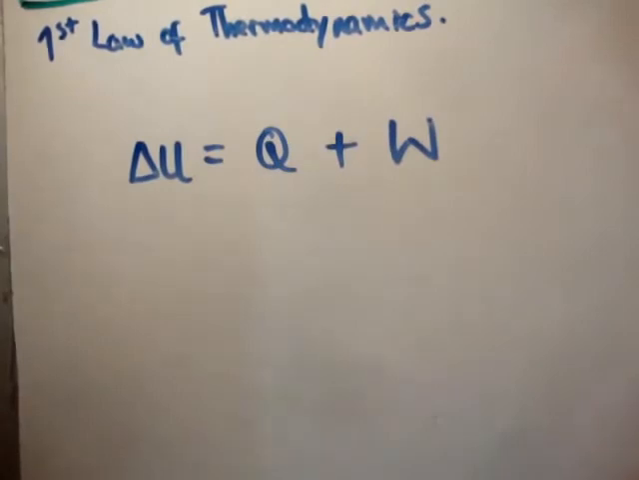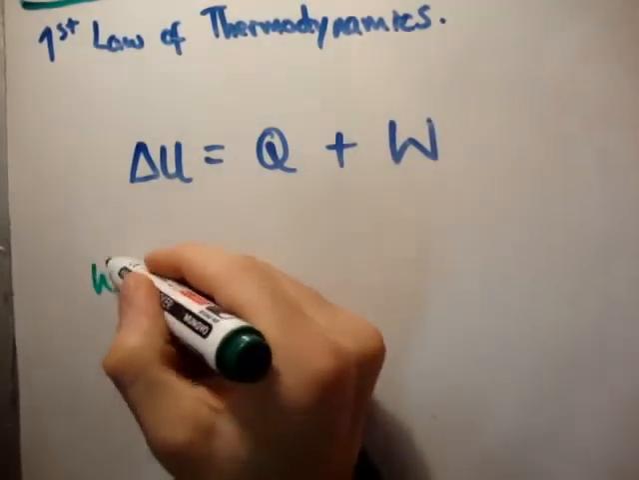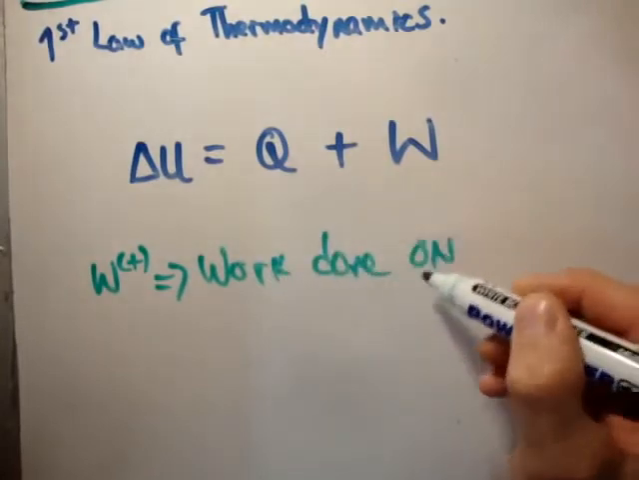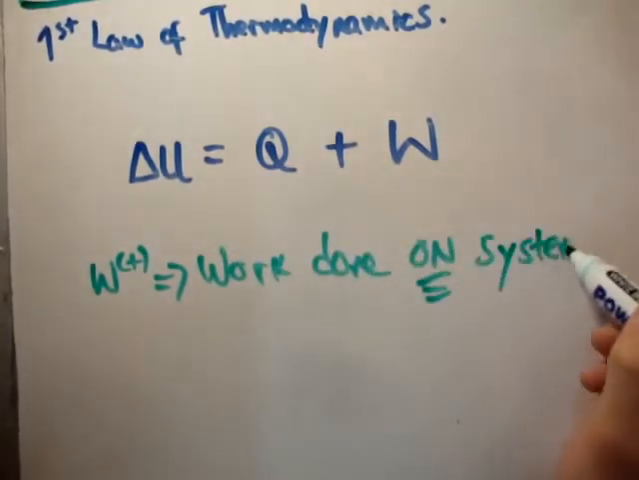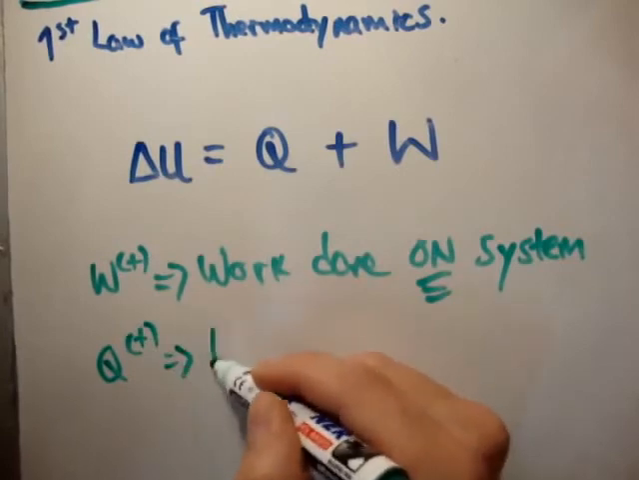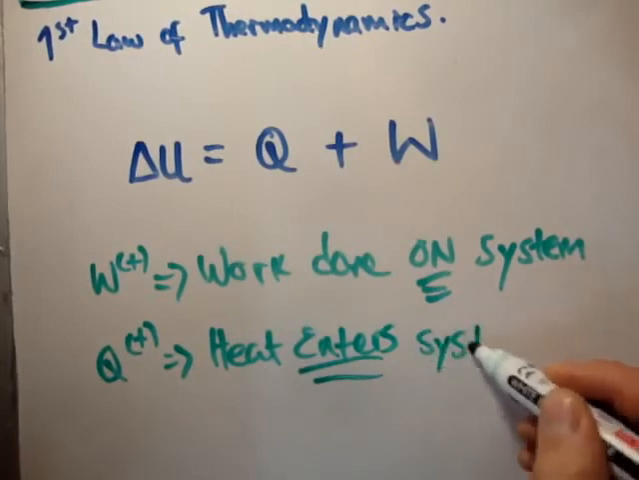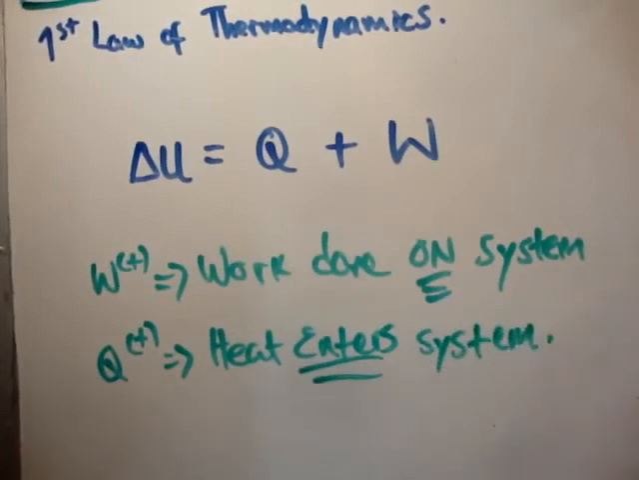So in all my videos, I'm going to define work as being positive when work is done on the system. So W is positive work done on the system. That's when work is positive. And Q is positive when heat enters the system. Now this is important because the sign convention, as we'll see later on, is very important. So in any of my videos, I will refer to work as being positive when work is being done on our thermodynamic system, and negative when the thermodynamic system is doing work on something else.